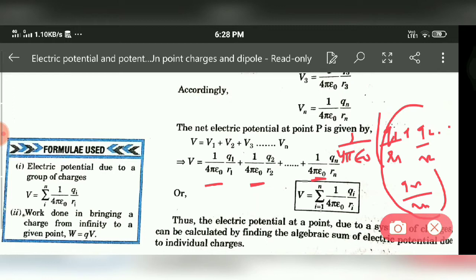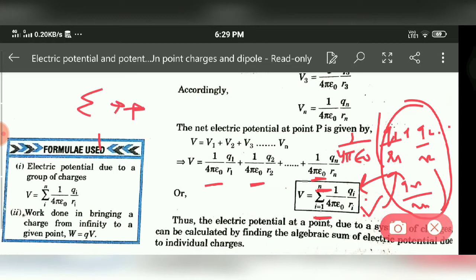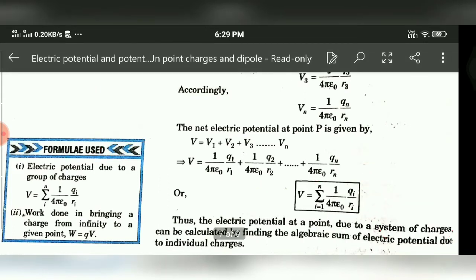And this can also be written in short as the summation of qi by ri, where i varies from 1 to n. And when we expand this, we will get the same thing again. As I already told you, summation stands for plus and pi stands for multiplication. So this is the value of total potential due to a system of n charges.